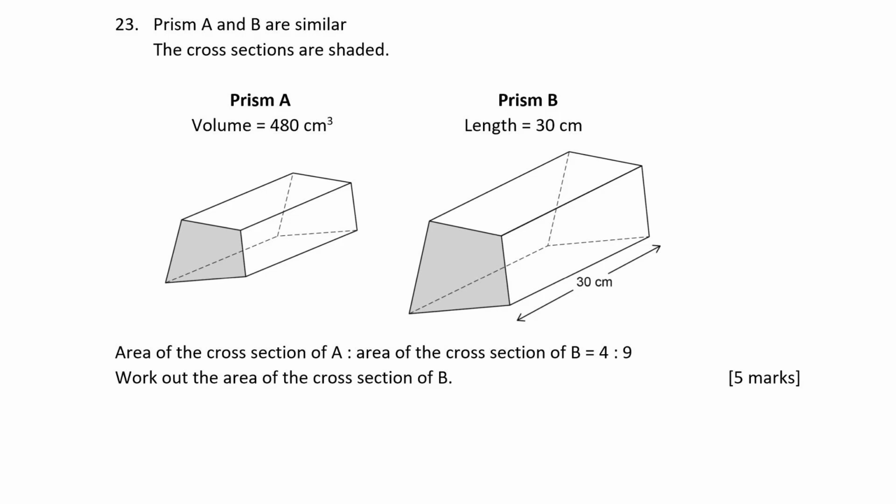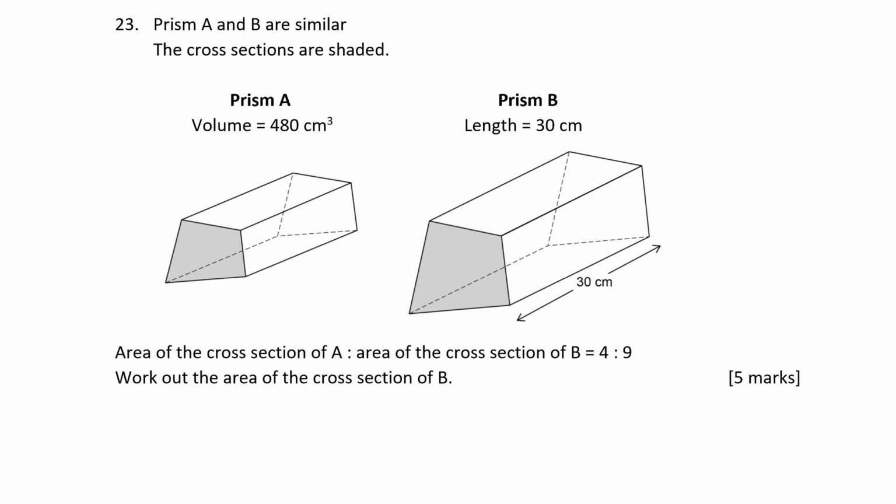Question 23. Prisms A and B are similar. The cross sections are shaded. We're told that prism A has a volume of 480 cubic centimeters, and we're told that prism B has a length of 30 centimeters. And we're told that the area of cross section A to the area of cross section B is in the ratio of 4 to 9, and we need to work out the area of cross section of B. Fun times.